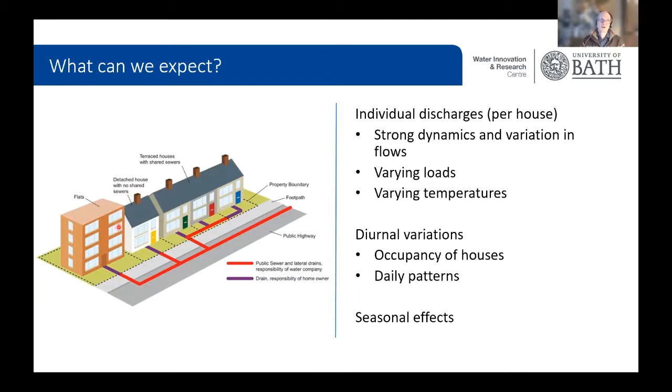If you then take all these use patterns of flats and terraced houses and also commercial buildings in a city together, you get a diurnal pattern of water use and water discharge in sewer mains. And that creates daily patterns, and it depends on occupancy of houses, of course, and also the way people live in the end. So what is the behavior of people when they are at home, when are they working, all these effects are important. And then finally, also important, seasonal effects can take place.